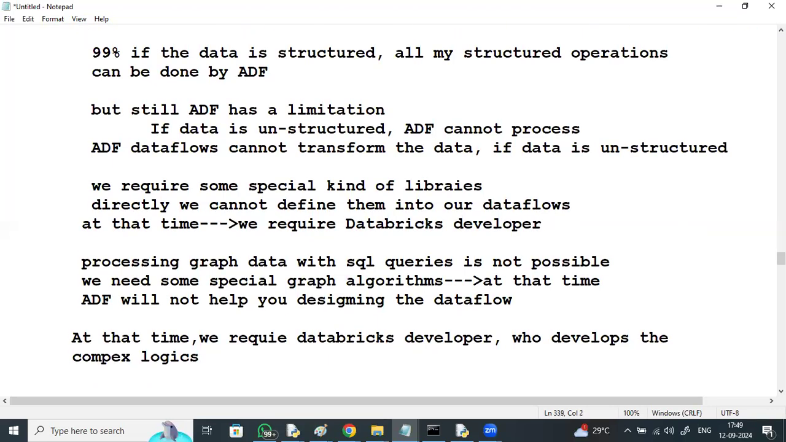So there should be a coordination between this ADF and ADB developer. Suppose the data is totally structured, totally BI related, you want to analyze the data and perform different transformations, no need to go for Databricks. ADF data flows can perform 90 to 99% of the operations without going for Databricks, right?